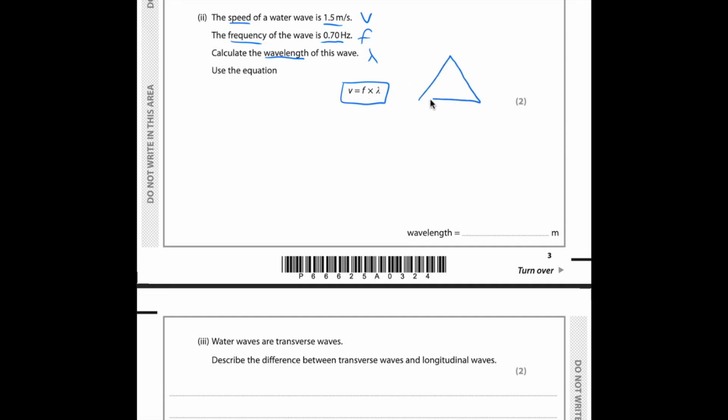So if we do a quick magic triangle, F times lambda goes in the bottom and V goes on the top. Cover what you're looking for, which is the wavelength, and what do we get left with? V divided by F. Pop the numbers in. And that equals 2.14, and that'll be meters. I'll do it to 2 decimal places because one of their numbers was to 2 decimal places. Always do it to the highest number of decimal places would be my advice.